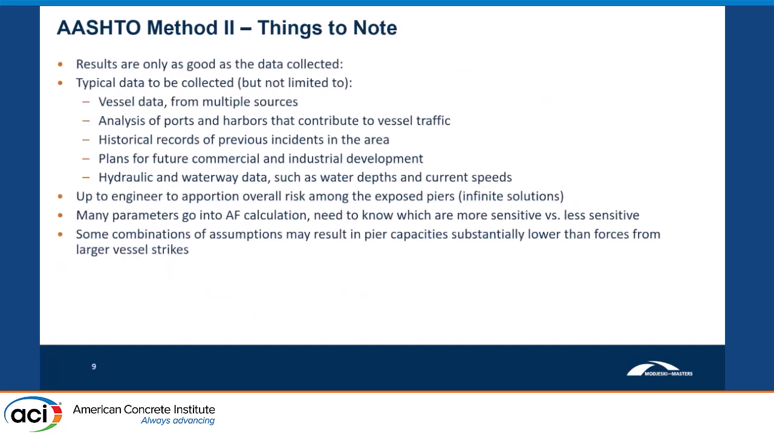Things to note for the method 2 analysis are that the results are only as good as the data collected. The data needed is vessel data that would come from multiple sources, including the analysis of nearby ports and harbors. You could discuss with local mariners and also bridge operators if there are any historical records of previous incidents in the area with the bridge or any nearby structures.